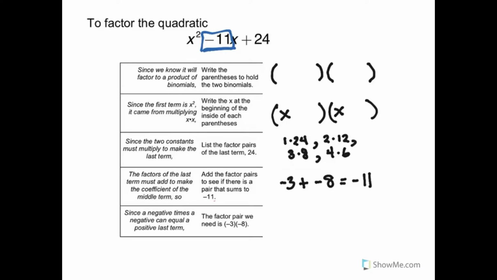So since negative 3 plus negative 8 makes negative 11, and negative 3 times negative 8 makes positive 24, my factoring is done. It's x minus 3 times x minus 8.